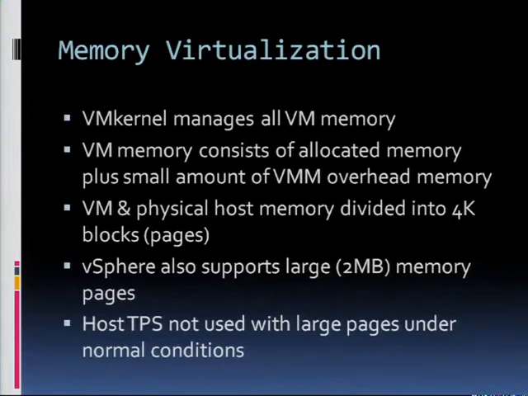The VM and physical host memory are divided into 4K blocks or pages. With vSphere, they also introduced something called large page support, where the actual memory pages are 2 meg pages. That makes it a little bit more difficult to use TPS, transparent page sharing, where it tries to merge similar blocks of memory together to reduce the amount of physical memory that a host is using. So host TPS is not used with large pages under most normal conditions. There are some settings where you can tweak that too.